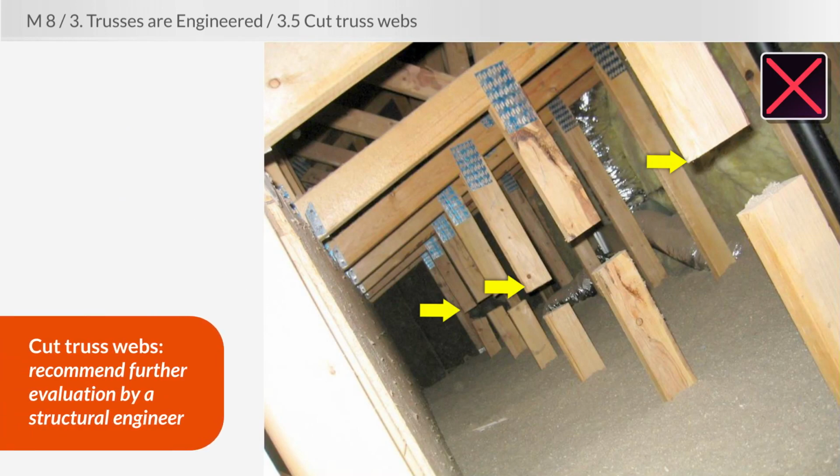For example, you go up in this attic. These are trusses. You can see all the webs have been cut. You have no choice. In fact, your decision is very easy because you have no decision to make. You simply recommend further evaluation by a licensed structural engineer, and that's the end of that.